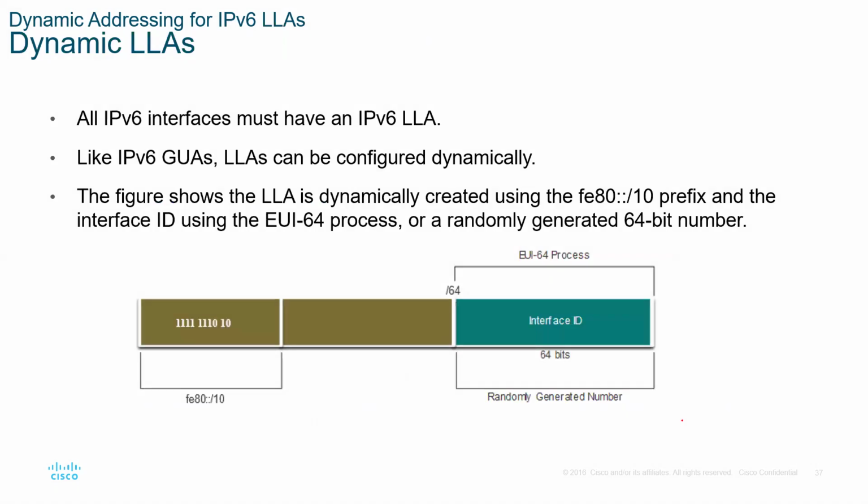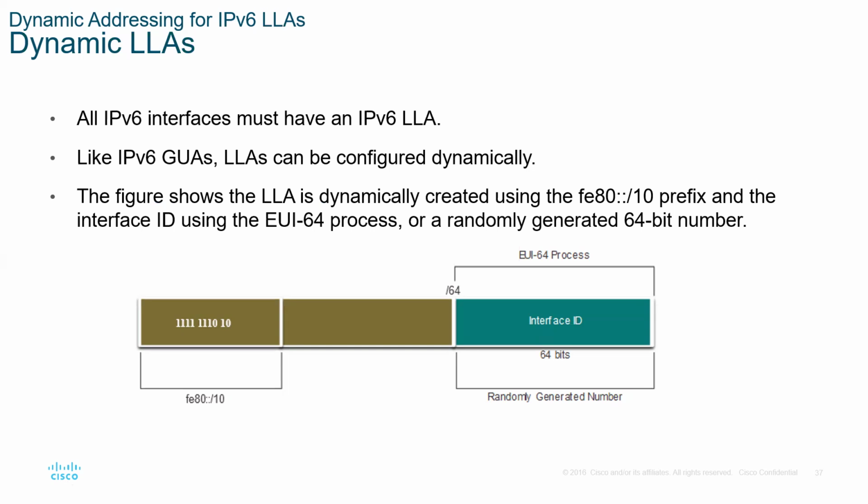Dynamic addressing of IPv6 link local address. So when we introduced IPv6, we talked of two types of addresses mainly, the GUA and the LLA. Every device is assigned those two IPv6 addresses. So here we discuss how you can dynamically assign a link local address. The figure shows a link local address is dynamically created using the FE80 prefix and the interface ID using the EUI-64 process or a randomly generated 64-bit number.